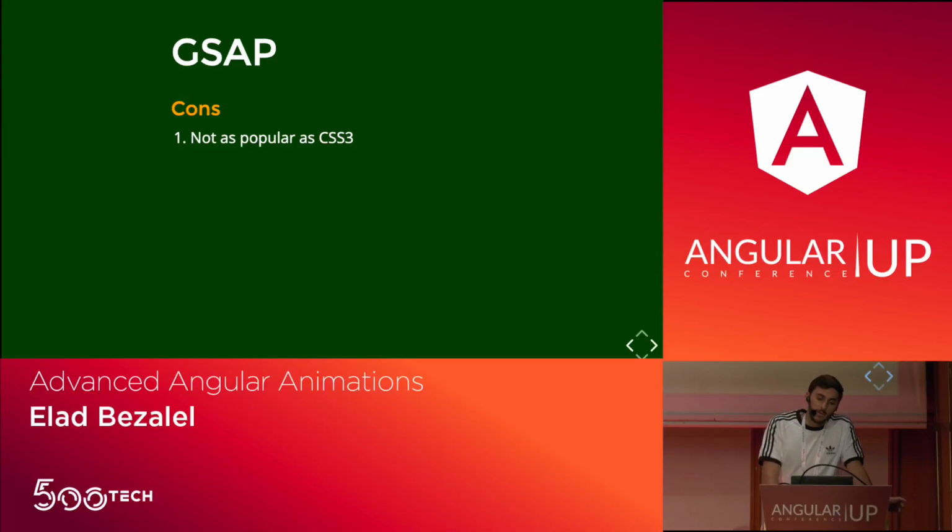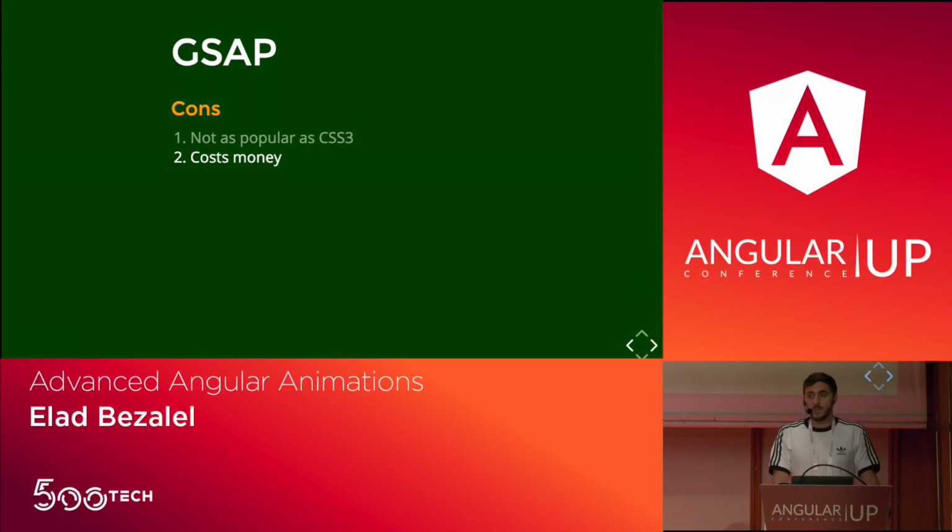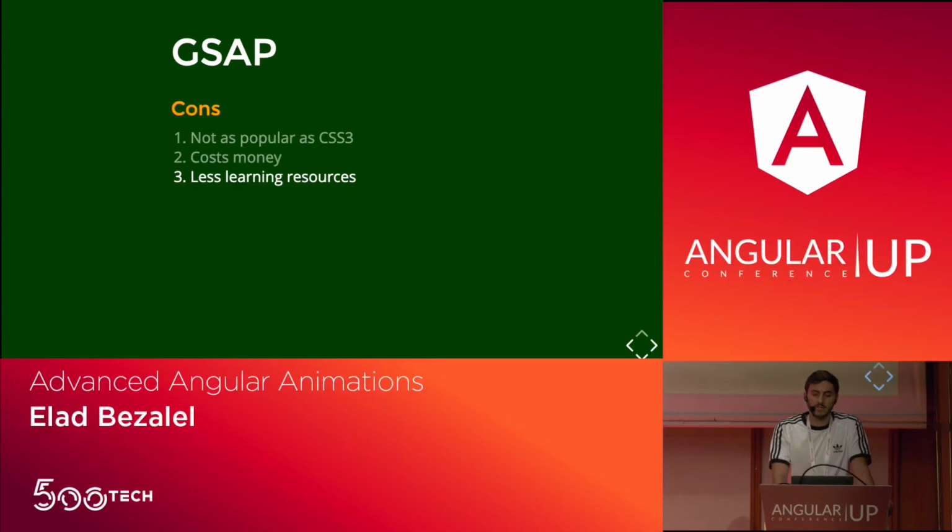So why shouldn't you use GSAP? Because it is not as popular as CSS3. So it might get buggy. I mean, it's only one group of people who write it, and not the entire web as we know it. It costs money. I know, this sucks. It's open source, but it's not MIT. And they say they do it only because they have to somehow live. So if you want to use it, you have to pay for commercial if you're doing some real apps, and you have less learning resources for it.